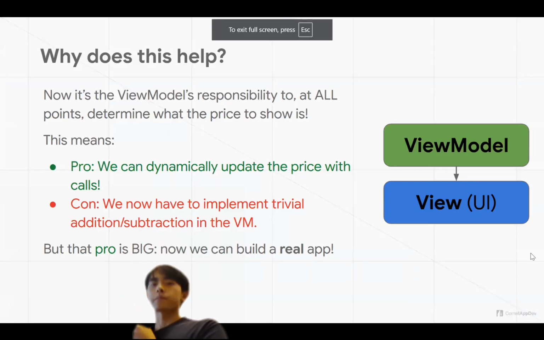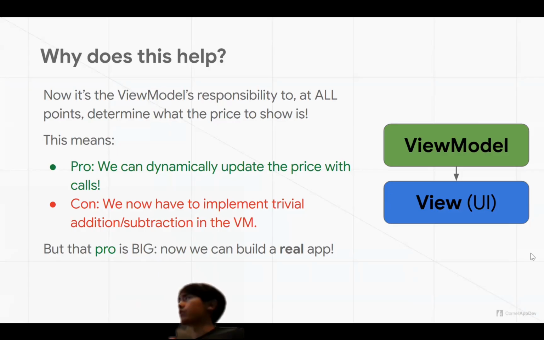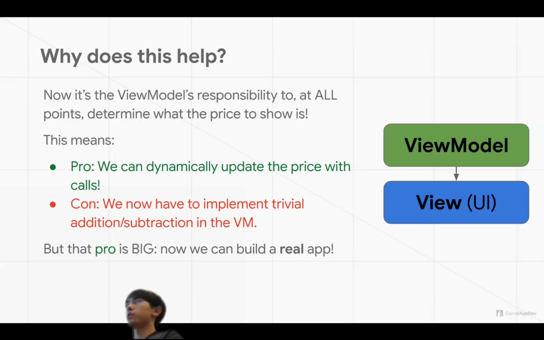Okay, so in general, this is just a reiteration of what I said. Generally, the pro with this approach is that we can dynamically update the price with our complex networking calls. As a general con, though, we have to implement that addition and subtraction ourselves in the view model, which, as you saw, that function was kind of complex. You have to write that function, you have to connect it up in a bunch of layers, and it's kind of annoying code to write. But that pro is really nice because now we can build a real app that uses actual complex functionality, such as doing networking calls.